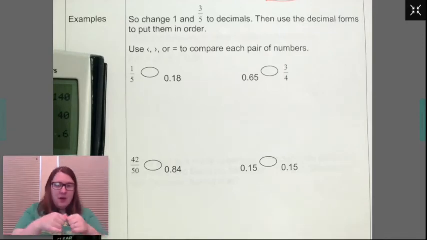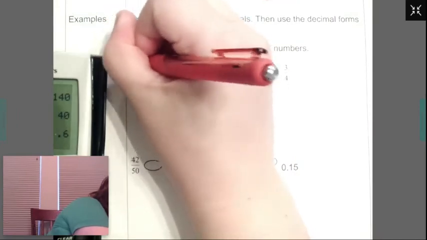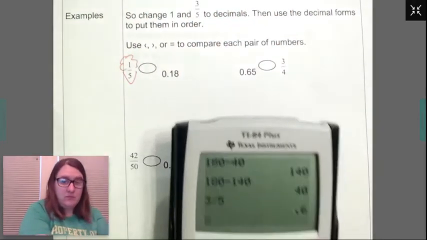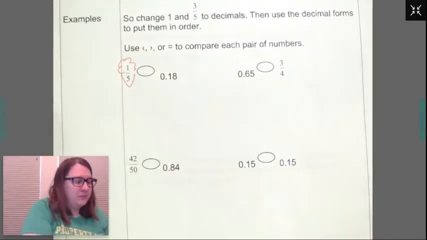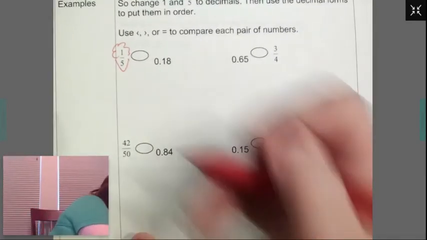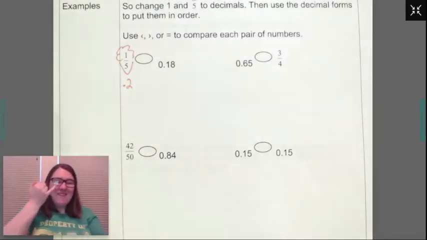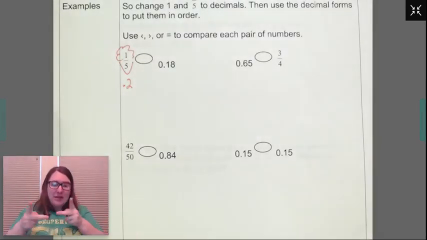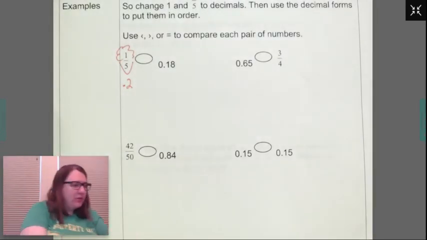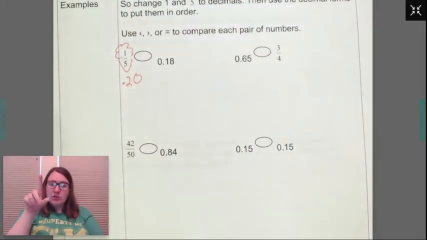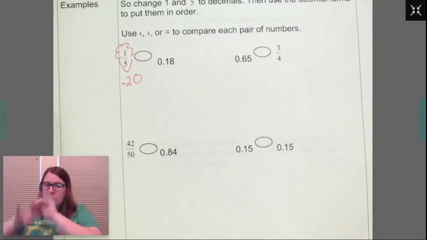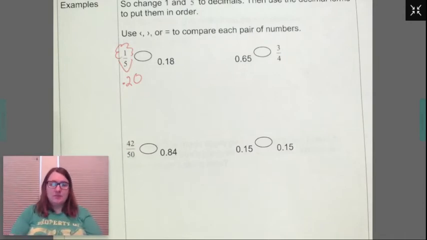I remember my ice cream. Okay, if I want, I can add that placeholder, that 0. So now, is 0.20 bigger than or smaller than 0.18? It's greater than.